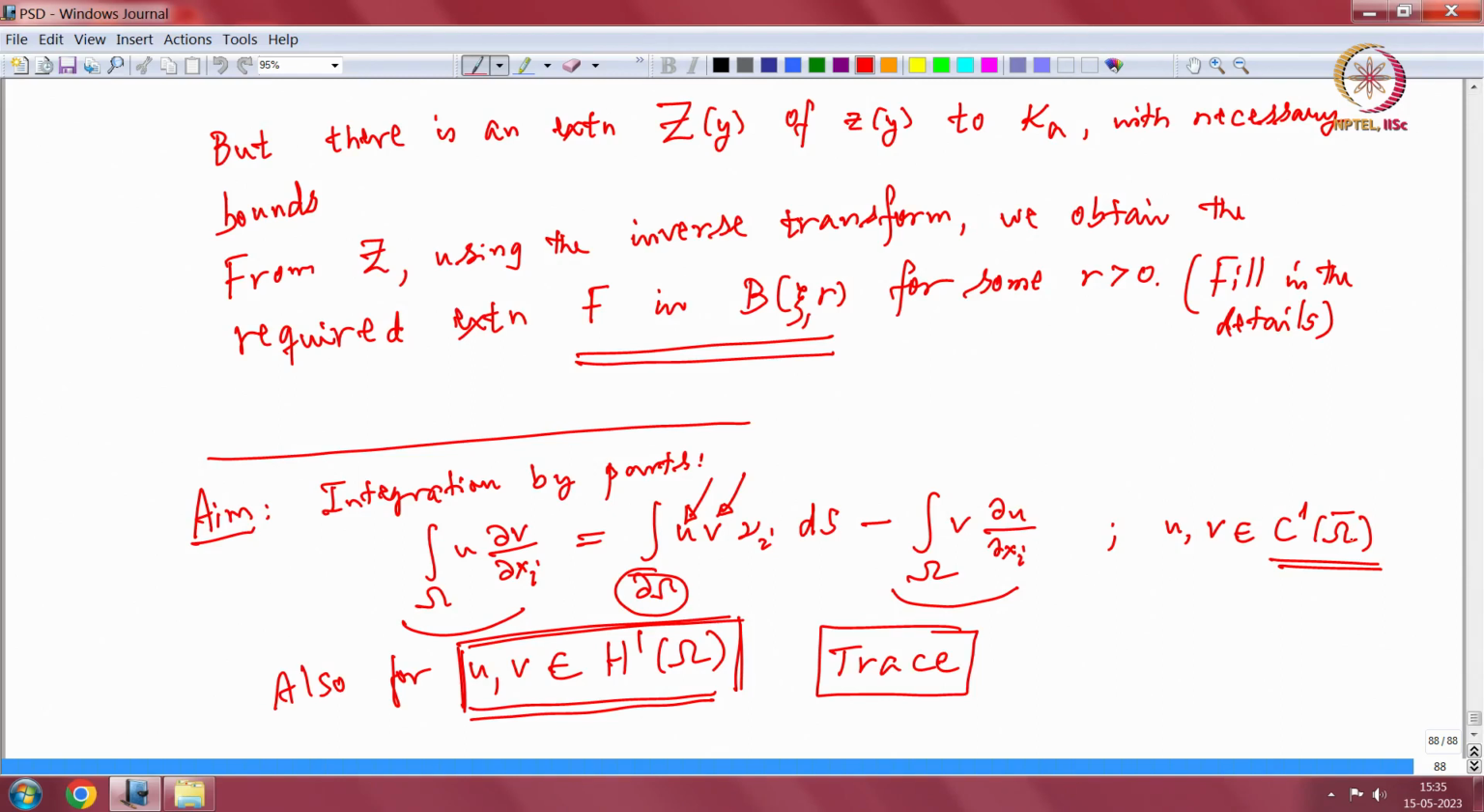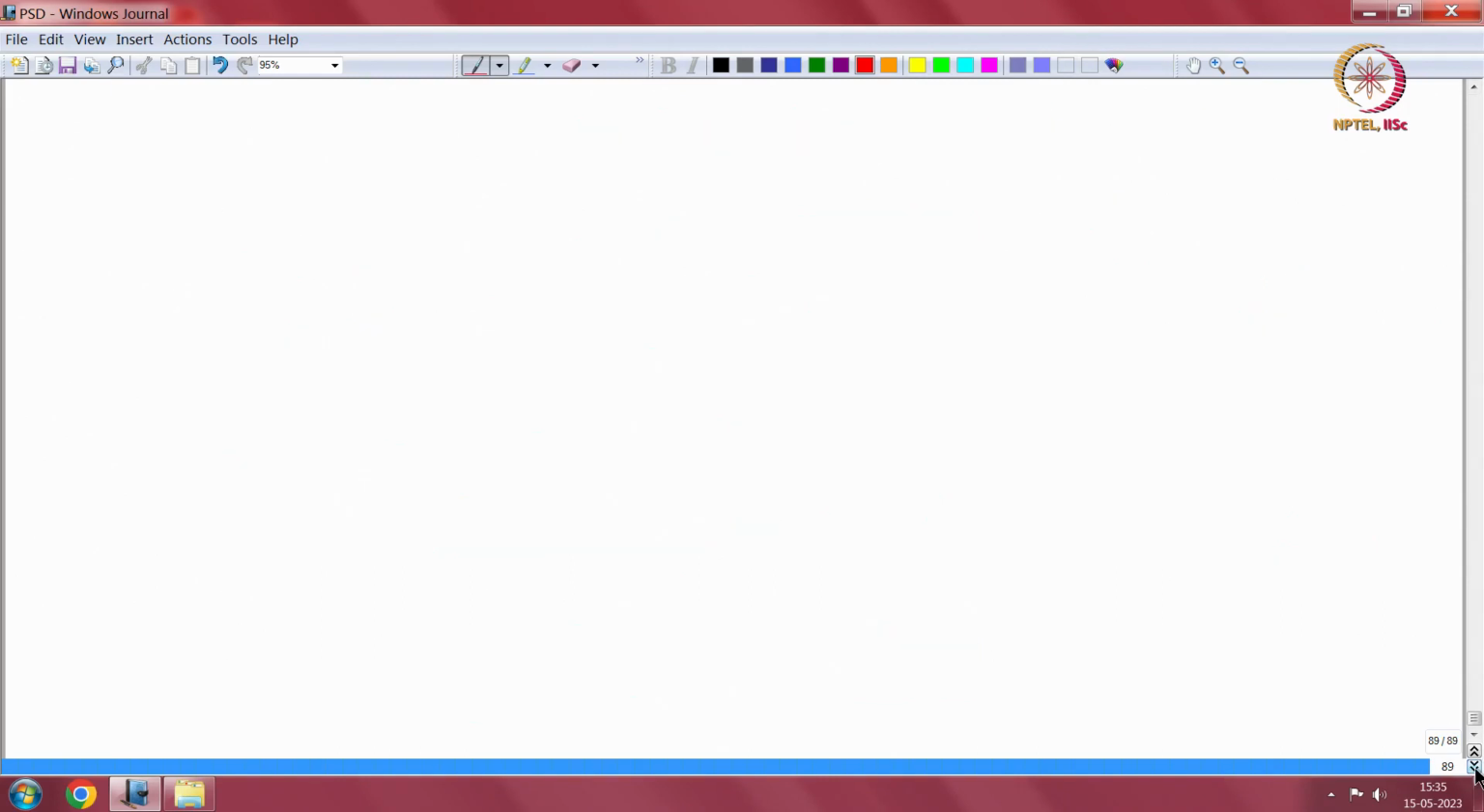So let me quickly complete that density result. This we have already seen earlier. Let us see how the extension theorem helps us in getting this result.